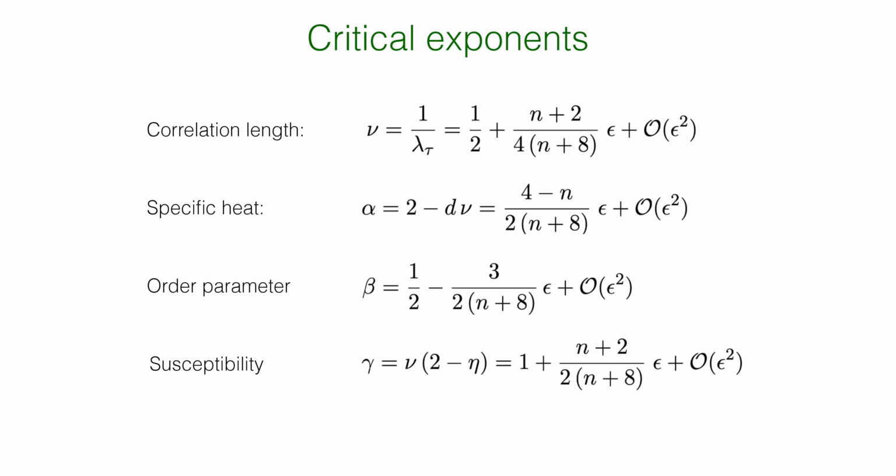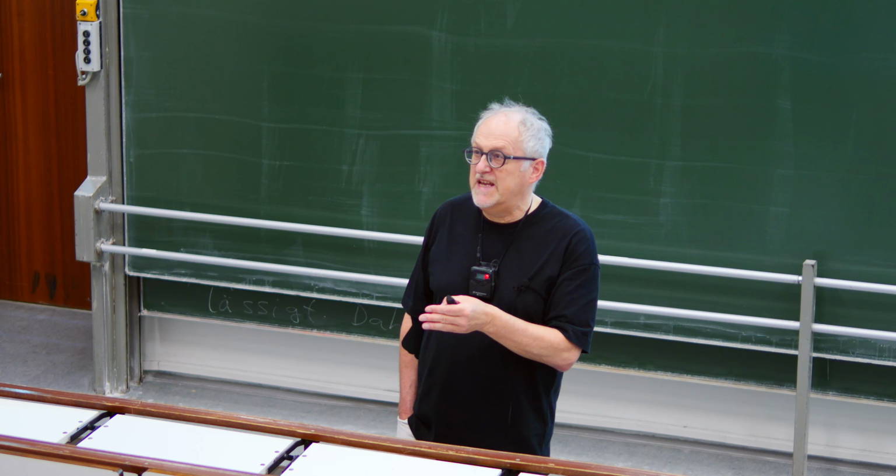But this value is changed. The exponent of nu is larger than a half, and it's larger by this amount. And now you see something which I emphasized already, but here you see it very, very clearly. Question to you: what enters the exponent?